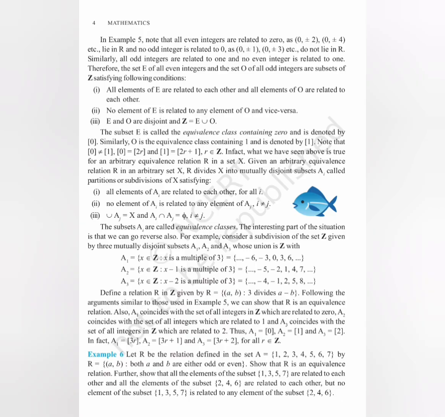Number 3. E and O are disjoint and Z equal to E union O. That means E and O will be different. Then the set Z equal to E union O. It will be like this.